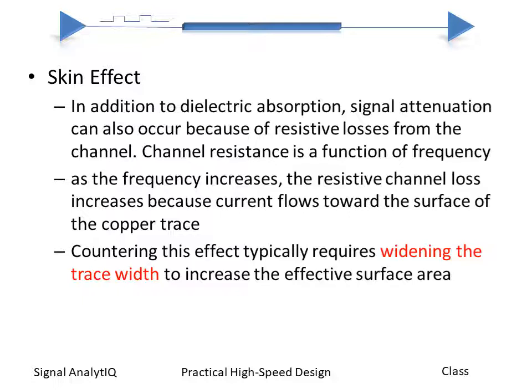However, as the frequency increases, the resistive channel loss increases because current will flow towards the surface of the copper traces. The skin effect reduces the cross-sectional area of the channel and increases the channel resistance. So to counter this effect, it typically requires widening the trace width to increase the effective surface area. The extent of the trace width required usually entails calculating the skin depth, because most of the current is limited by the skin depth.